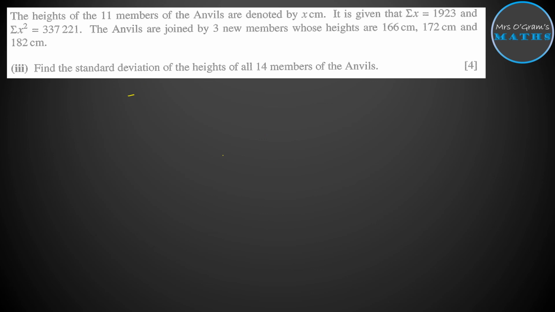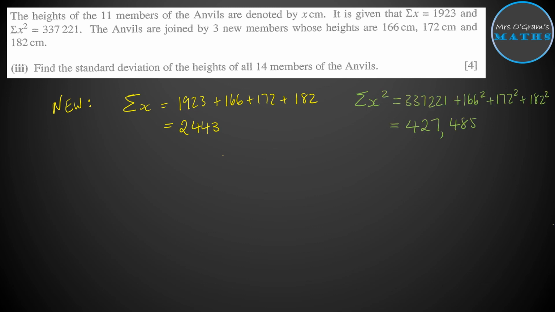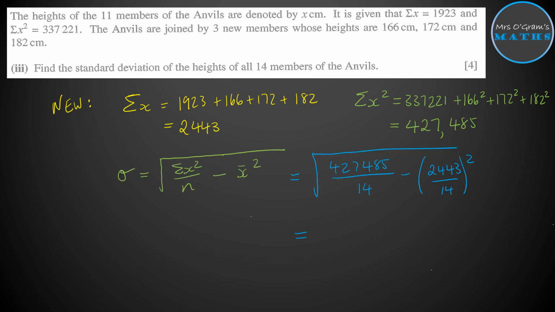Right, so we've got the sum of x and sum of x squared for the anvils, and then 3 members joined. So we'll have a new sum of x and a new sum of x squared. So now we can work out the variance, or rather the standard deviation. We can just go straight to it with the formula off the formula sheet. That comes to 9.91 centimeters to 3 significant figures.